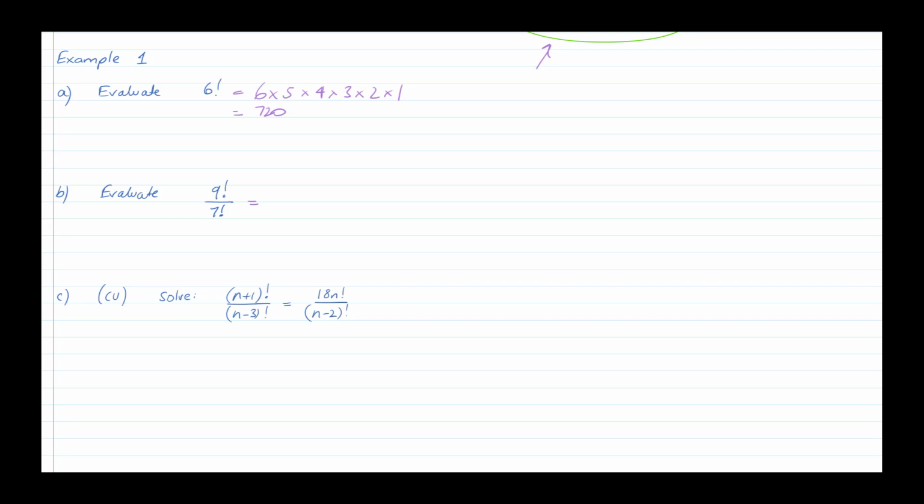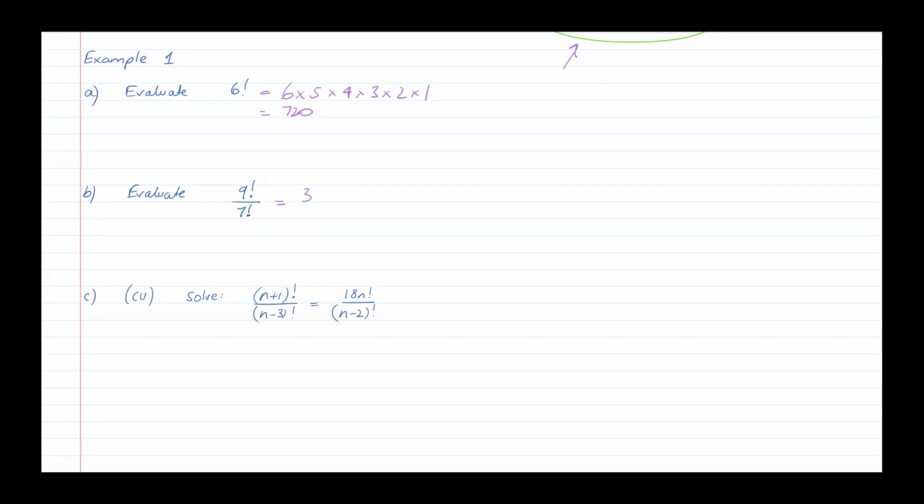9 factorial is equal to 362,880. Now I'll repeat this a few times. Factorials get quite large, so get used to that. 7 factorial is equal to 5040, and 9 factorial divided by 7 factorial, that number divided by this number, is 72. Now 72 is a nice round number for this, and that's because actually I could do this.